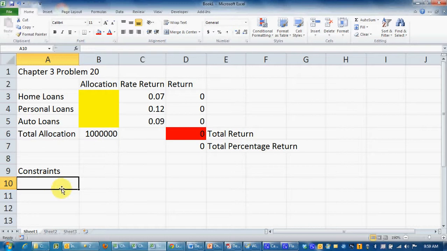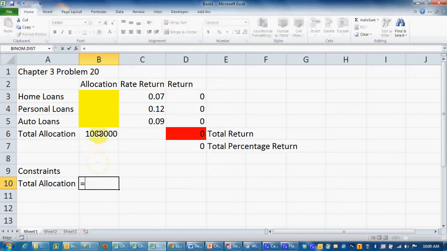So, we also know that the total, it says 1 million in new funds must be allocated. So, first we're going to do the total allocation, which is, we're just going to go, oops, equal sign to there. All right.